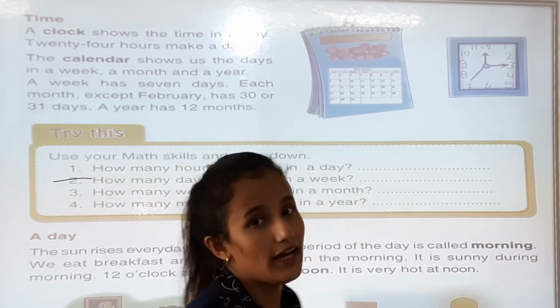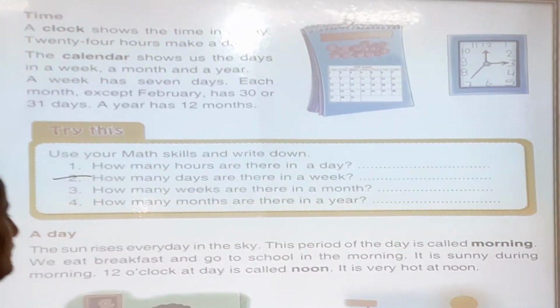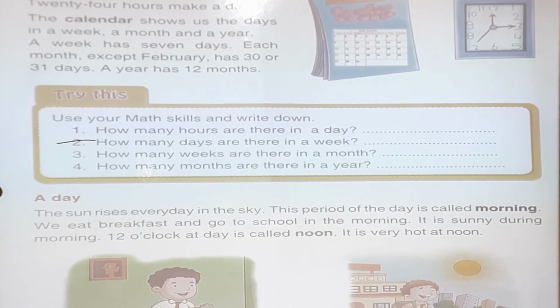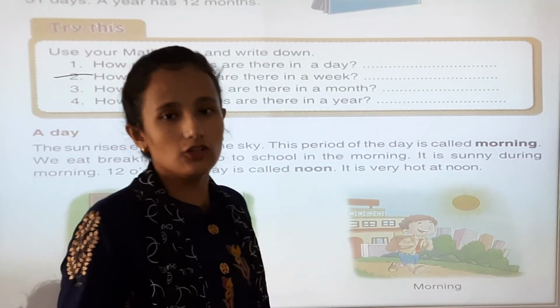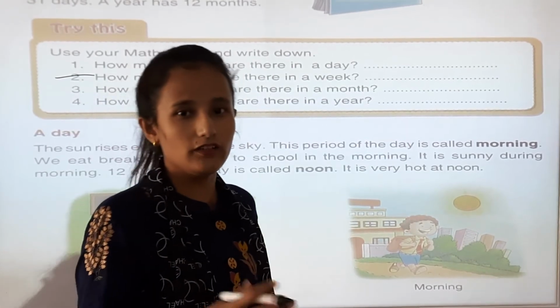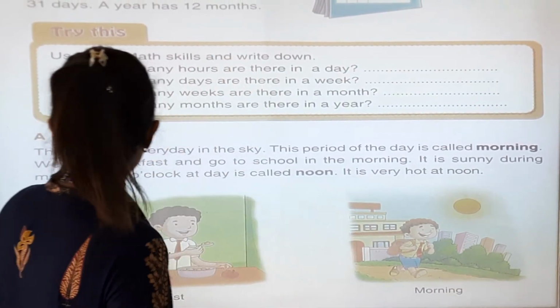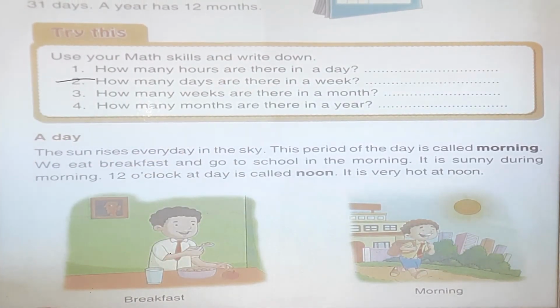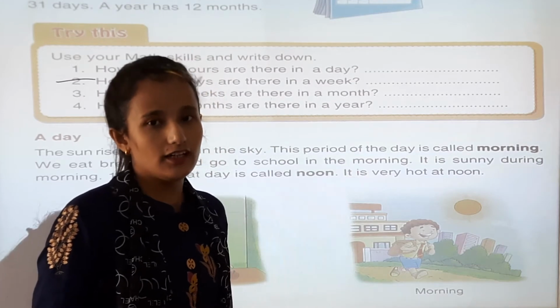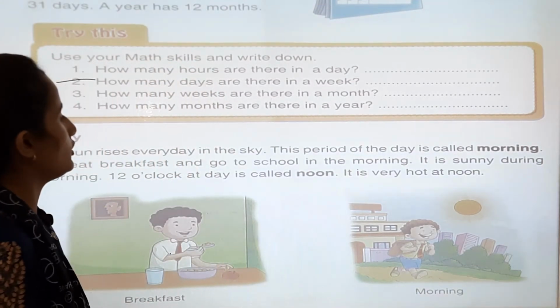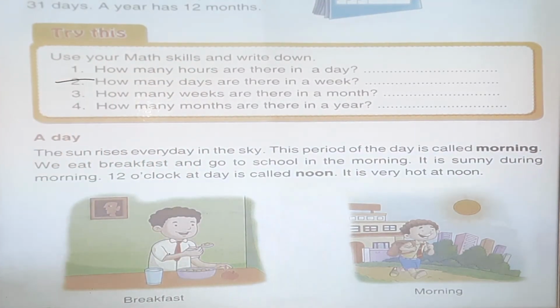So sunrise every day, right? This period of the day is called morning. So when the sun rises, we can say it's good morning, not good evening. We eat breakfast and go to school in the morning. First of all, we take a bath, and we used to eat breakfast and go to school. It is sunny during morning.